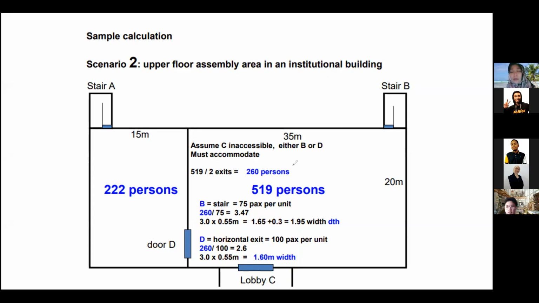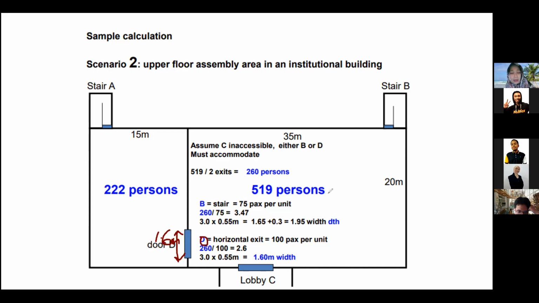So hopefully you understand why and what to do first. Ada kena buat exercise. Okay, this is according to door D. It's about 1.6, meaning that from here to here must have 1.6 meters opening.